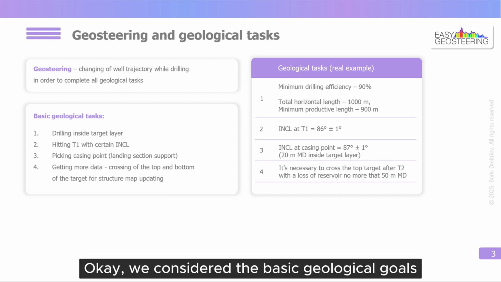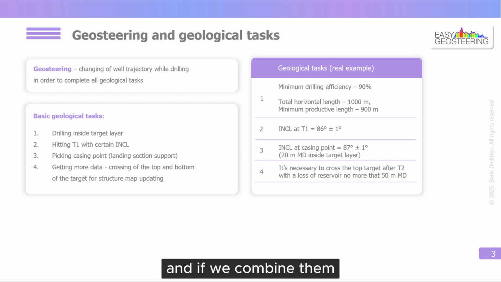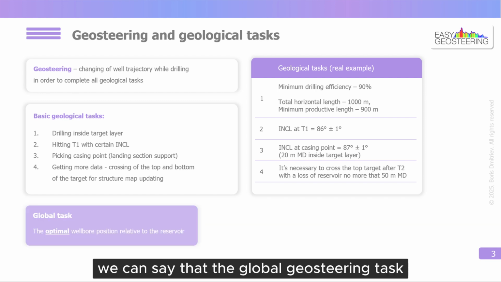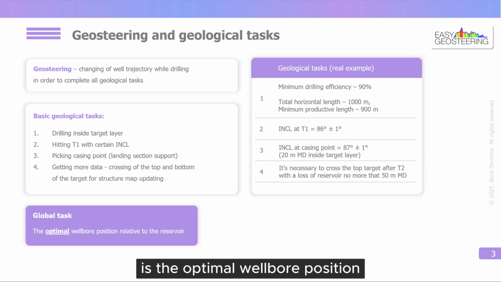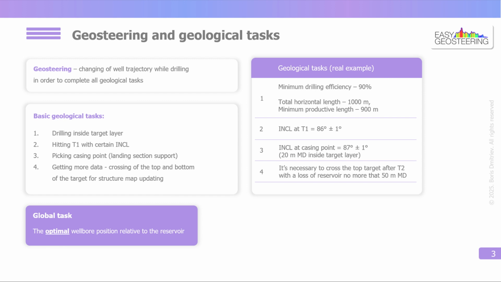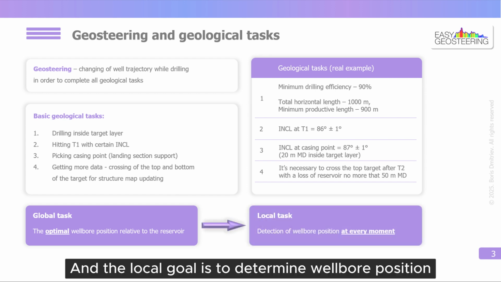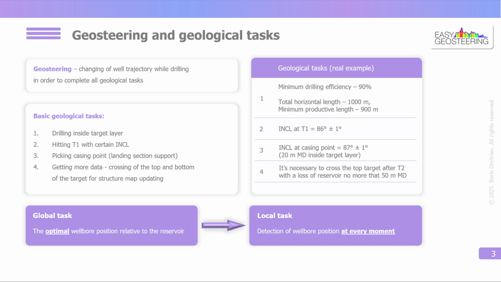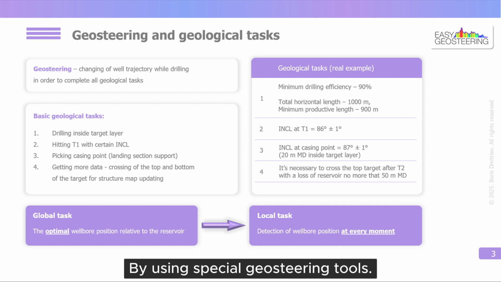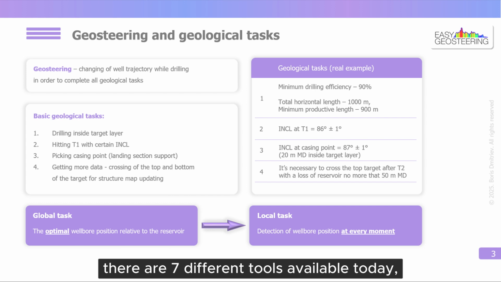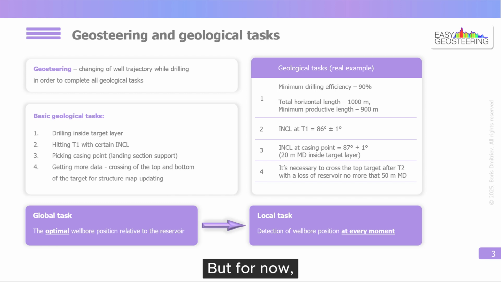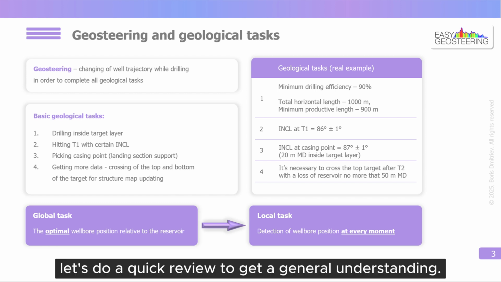Okay, we considered the basic geological goals, and if we combine them, we can say that the global geosteering task is the optimal wellbore position relative to the reservoir. To solve the global task, we need to break it down into local ones, and the local goal is to determine wellbore position at every moment while drilling. How can we reach that? By using special geosteering tools. As we mentioned earlier, there are 7 different tools available today, and in this course we will cover all of these methods in detail. But for now, let's do a quick review to get a general understanding.